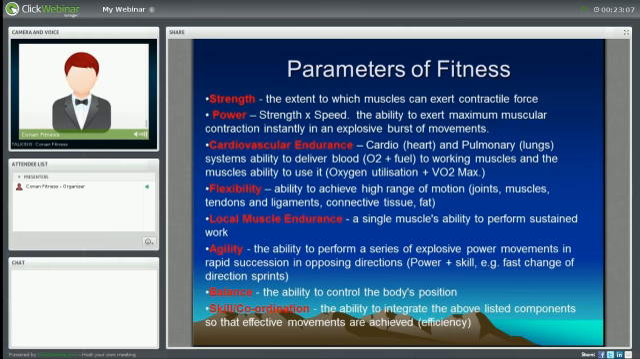The more coordinated someone is, the better movement they'll execute. And that's where the skill comes in. So think fast change of direction sprints. Then we come to balance.